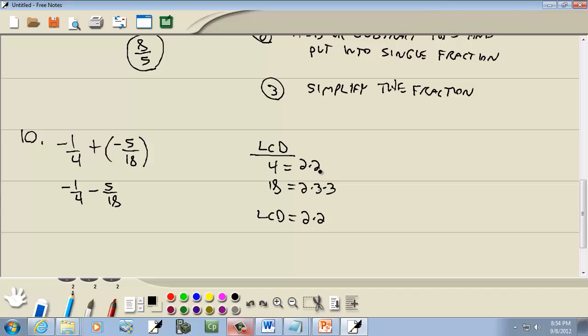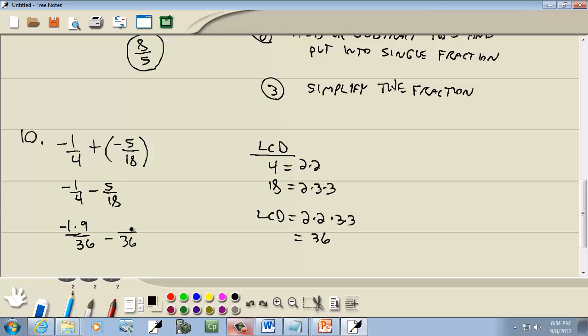I'm looking for the greatest number of 3's on a single line. There's none here, there's 2 here. So the greatest number of 3's on a single line is 2. Well, that's 4 times 9, which gives us 36. So we're going to rewrite each fraction with that new denominator. Now the first one here, we multiply the bottom part by 9, so we have to multiply the top part by 9. So we got negative 1 times 9.